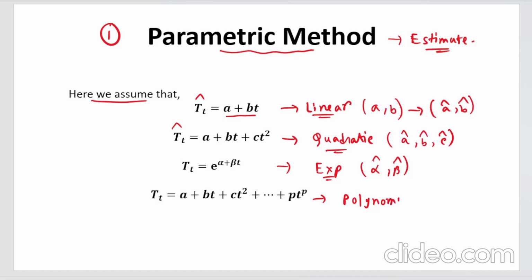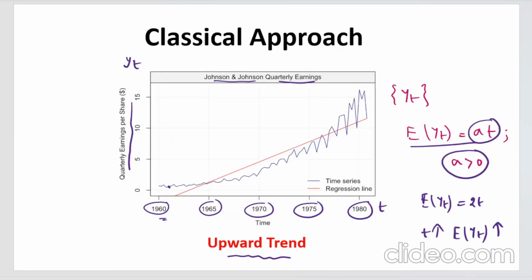And here is the example of a polynomial trend of pth degree. Here you have all these parameters a, b up to p, and you are trying to estimate all of them, right? So this is the parametric approach, where you firstly assume by looking at the graph. The first thing is that you need to plot the graph. Suppose you have the time series data with you and you plot your graph like this.